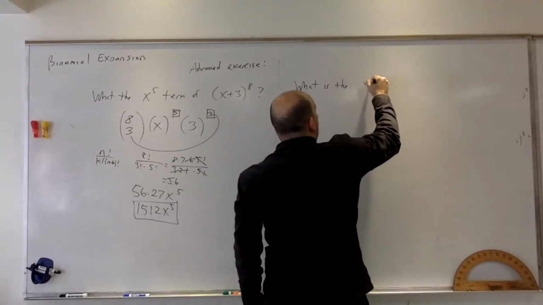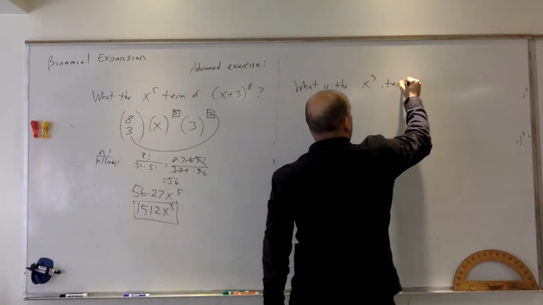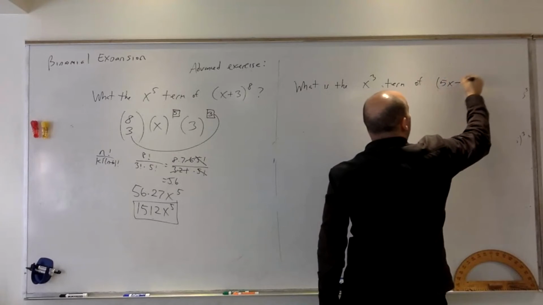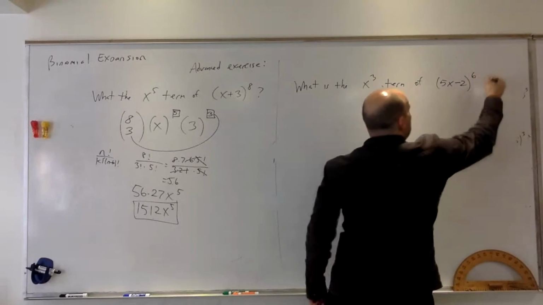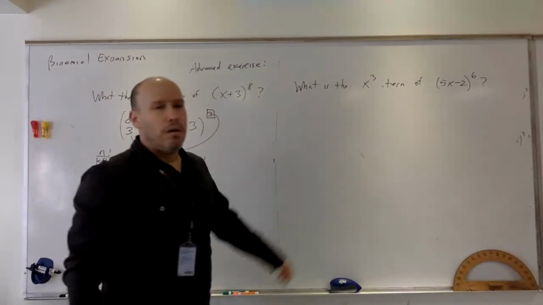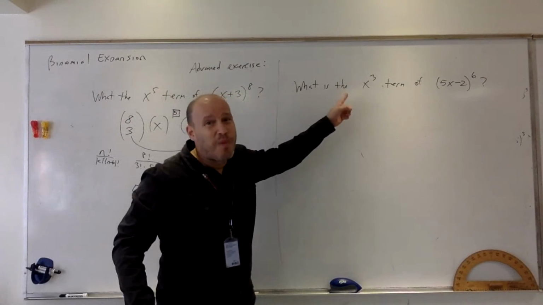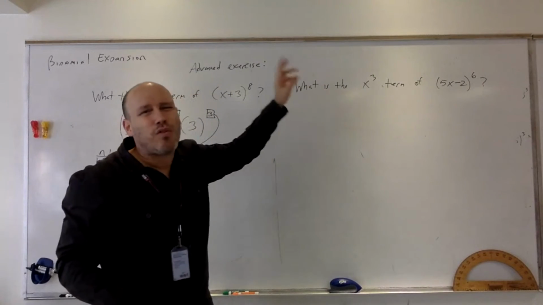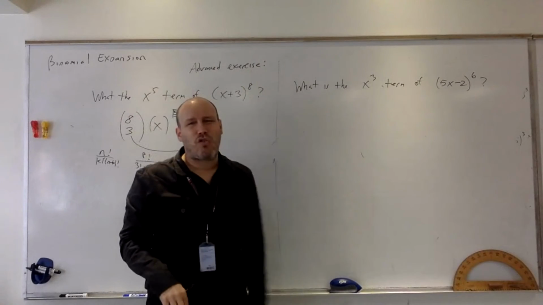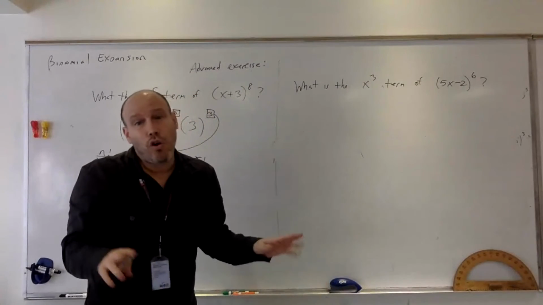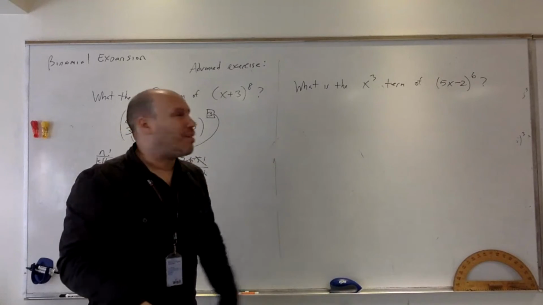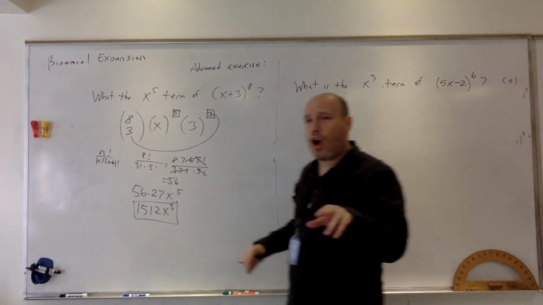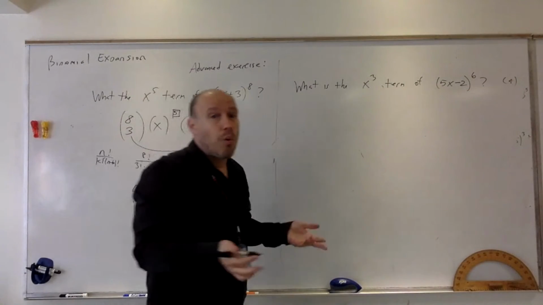What is the x to the 3rd term of 5x minus 2 to the 6th power? I know there's an x to the 3rd term in there somewhere. I don't know what it is. I don't feel like raising it to the 6th power, and although I don't feel like doing Pascal's triangle to the 7th row, you could expand it out, but this is only like a 4-point question. You don't have that much time. What am I going to do?